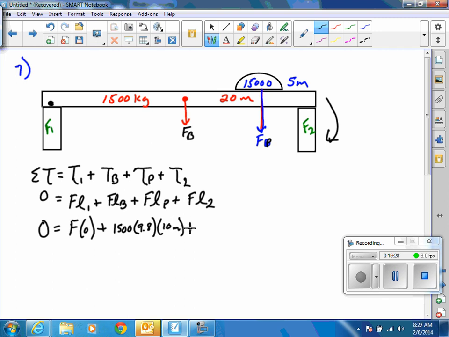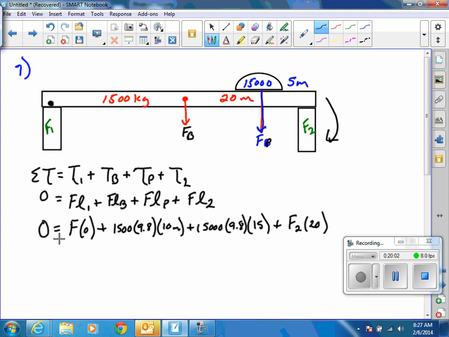So now we just fill in the printing press. The printing press is 15,000 times what number? 9.8. Very good. How far is the printing press from the axis? 15. Because it's 5 meters away from this edge, so it must be 15 meters away from the axis. And then we have force number 2, which we don't know. What's the lever arm of force number 2 from the axis? 20. Okay? So now all we do is solve for force number 2.